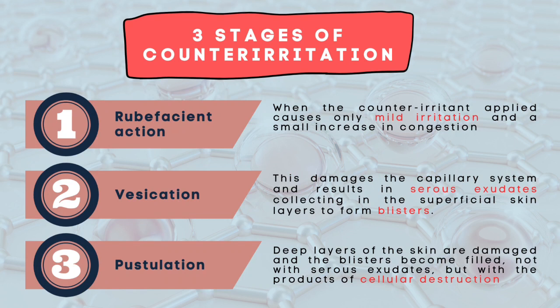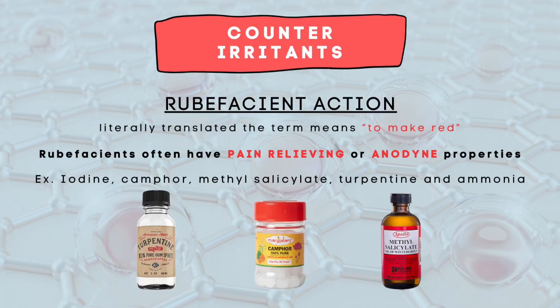Three stages of counterirritations are distinguishable. We have first the rubefacient action, when the counterirritant applied causes only mild irritation and a small increase in congestion. Next is the vesication. This damages the capillary system and results in serous exudates collecting in the superficial skin layers to form blisters. Lastly, we have pustulation. Deep layers of the skin are damaged and the blisters become filled, not with serous exudates, but with the products of cellular destructions. Let me discuss the three stages of counterirritations one by one.